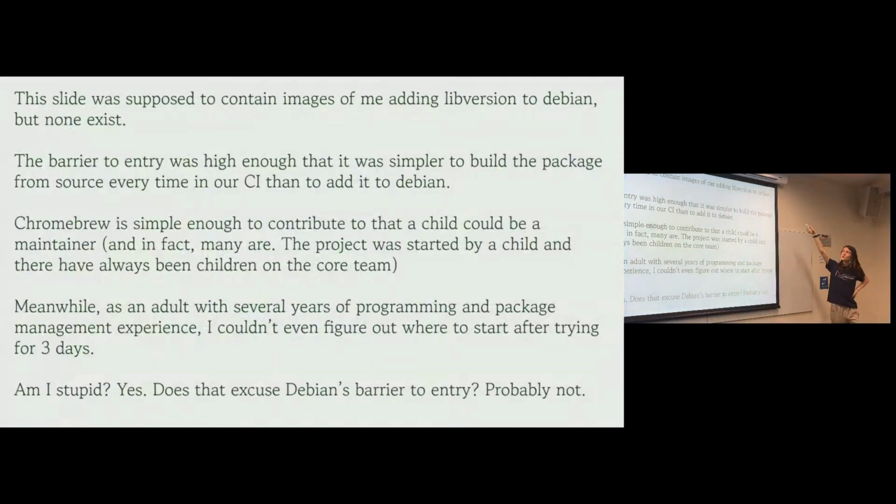This slide was supposed to contain images of me adding lib version to Debian. You may notice no images. The barrier to entry to doing this was high enough, the 89-page tutorial, that it was easier to build this package from source every single time we run our CI than it was to add to Debian.